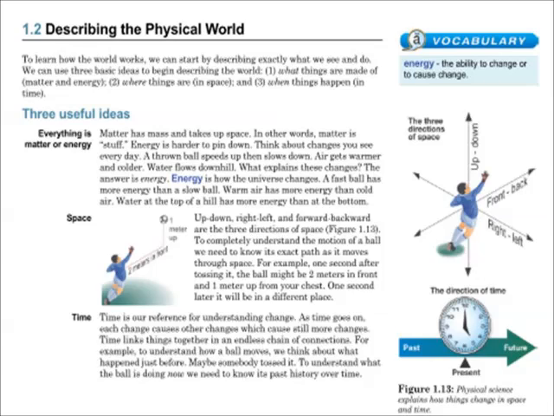A fast ball has more energy than a slow ball. Warm air has more energy than cold air. Water at the top of the hill has more energy than at the bottom.